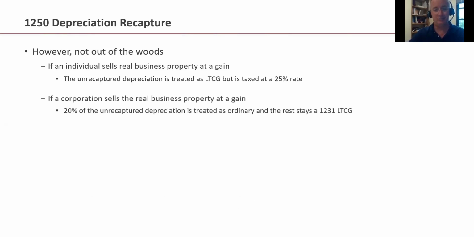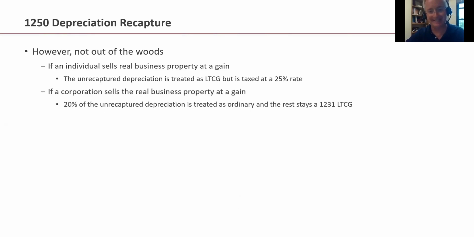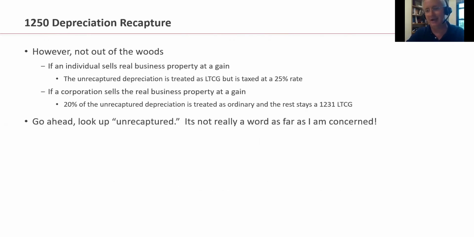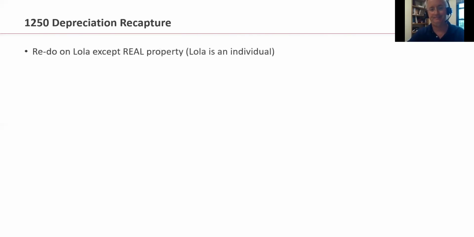So that's an individual. If a corporation sells it, I'm going to measure that same unrecaptured depreciation, right? The part I didn't have to recapture. I'm going to take 20% of it, treat it as ordinary. The rest of it stays as a 1231 long-term cap gain. All right. Yeah, unrecaptured is used in the code. It's used in the textbook. I don't think it's really a word, but that's what we call it.